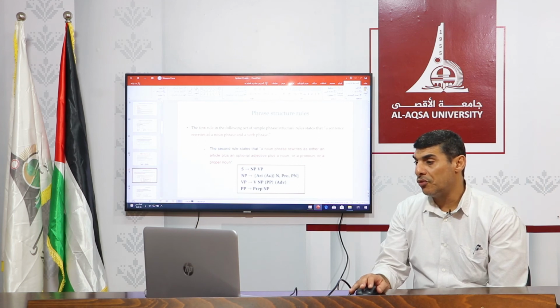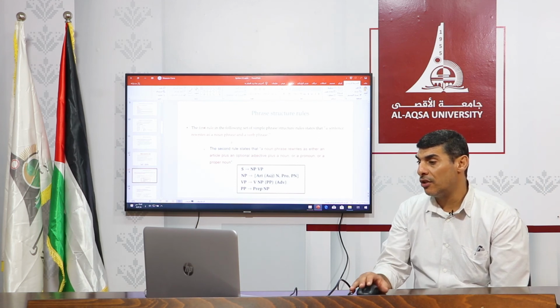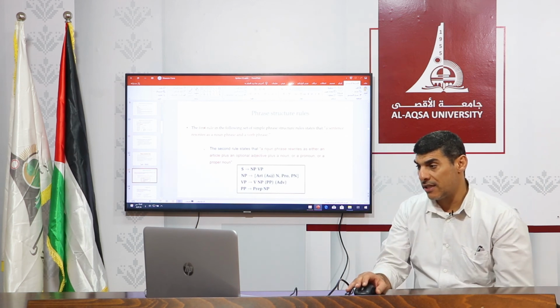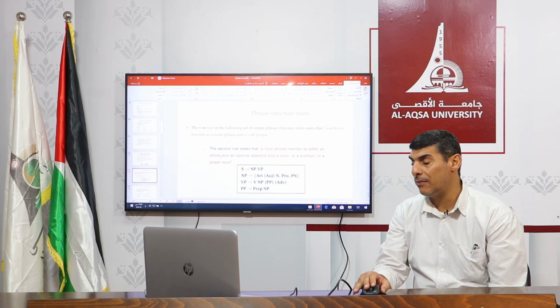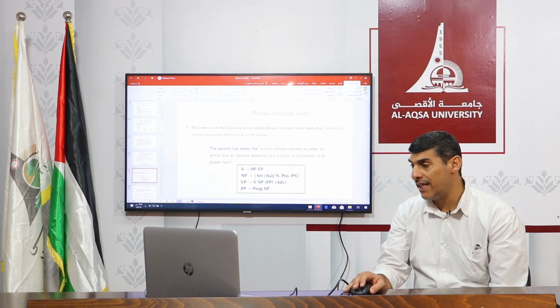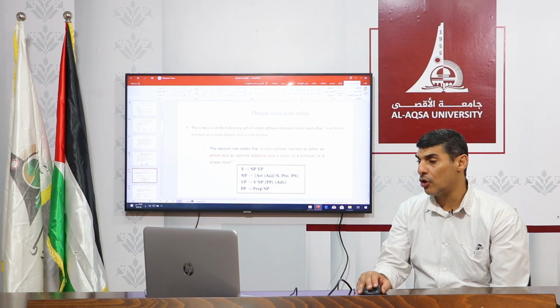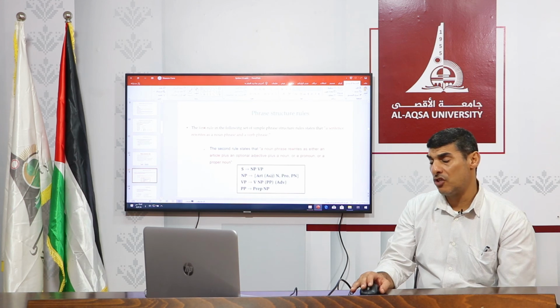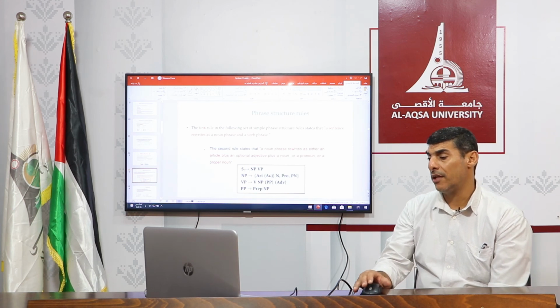The first rule in the following set of simple phrase structure rules states that a sentence rewrites as a noun phrase and a verb phrase. The second rule states that a noun phrase is rewritten as either an article plus an optional adjective plus a noun, or a pronoun, or a proper noun. So this is very clear now. That is the summary, the major point that you should consider.